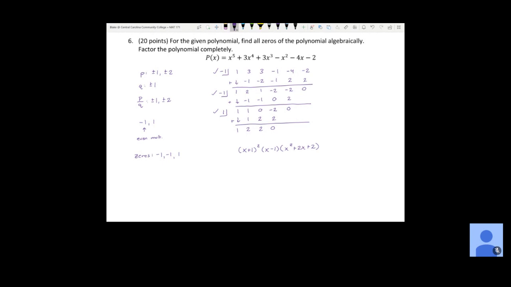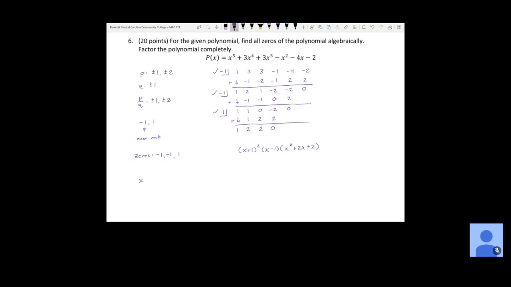Now, can we factor x squared plus 2x plus 2? No, right? There's no factors of 2 that when we add them together will give us that 2x that we need in the middle. So what are we going to have to do this time? Quadratic formula, right? So we can't do synthetic division because none of these are going to be rational, right? So we're only going to get irrational values out of this. So we have to use that quadratic formula to actually find the remaining 2 zeros this time.